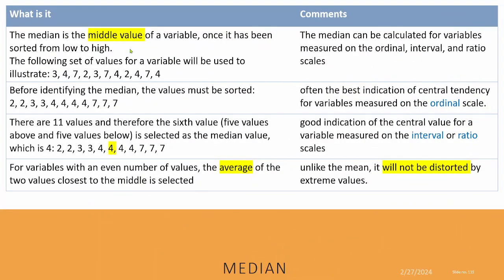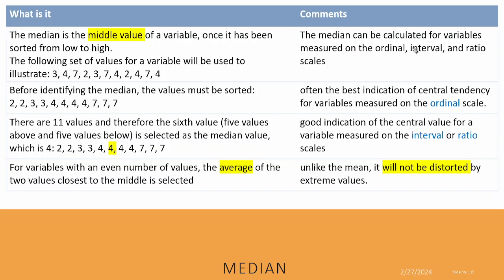So median, what is it? It is the middle value of a variable. So let's say this is the series here. Before identifying the median, the values must be sorted to find out the middle one. And let's say this is the middle one. So the 4 will be identified as the median value.